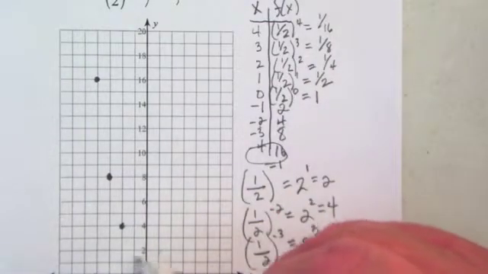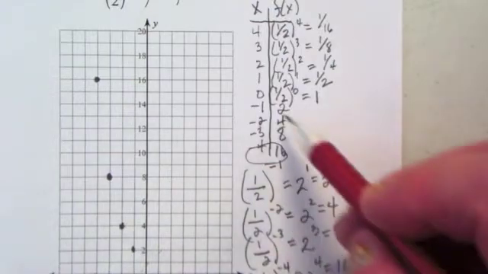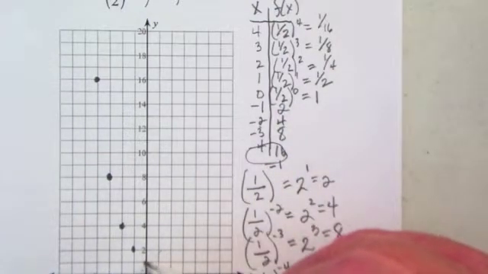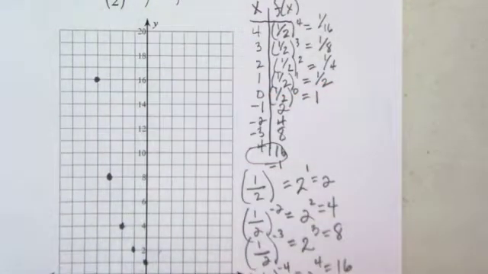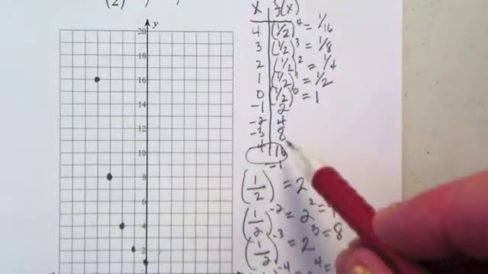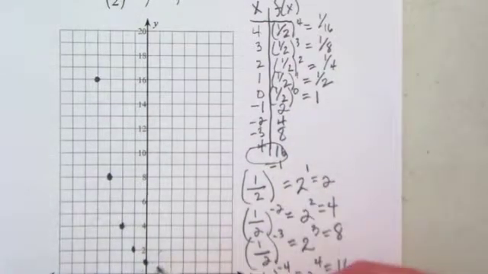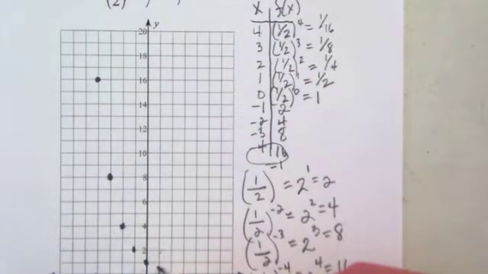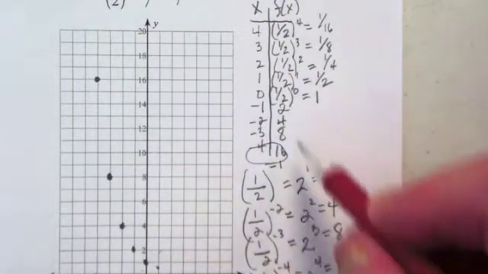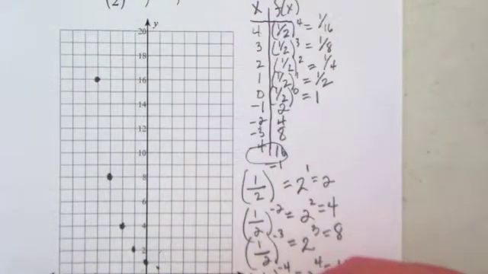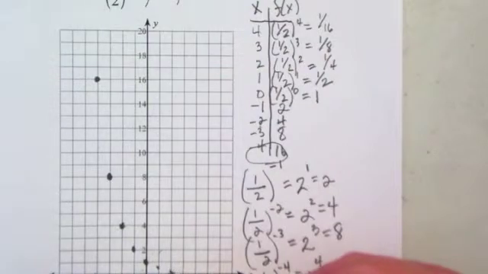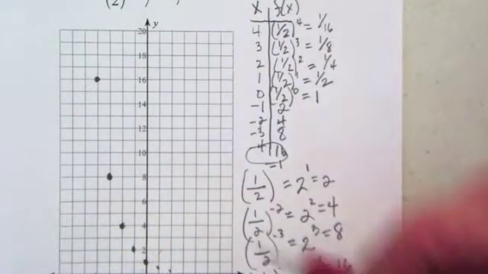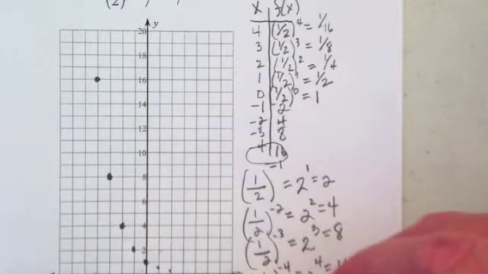And then -1 is 2. And then 0 is 1. Anything to the 0 power is 1. Any of the functions that are just b to the x right here should go through 1. All right, now as we go to 1, I will have 1/2, and that's about as close as you can get right there. And then as you go to 2, you should get right here 1/4. And as you can see, it's just getting closer and closer and closer to this x-axis.